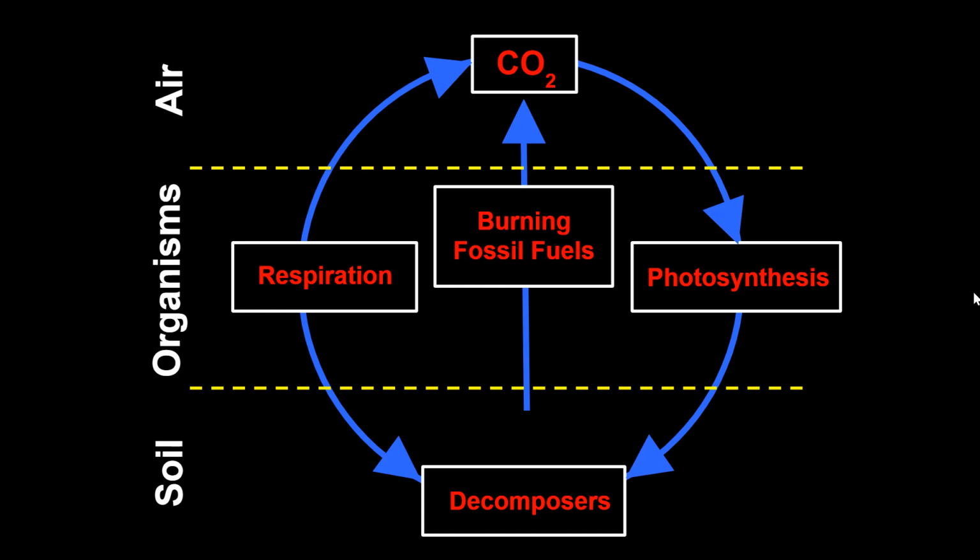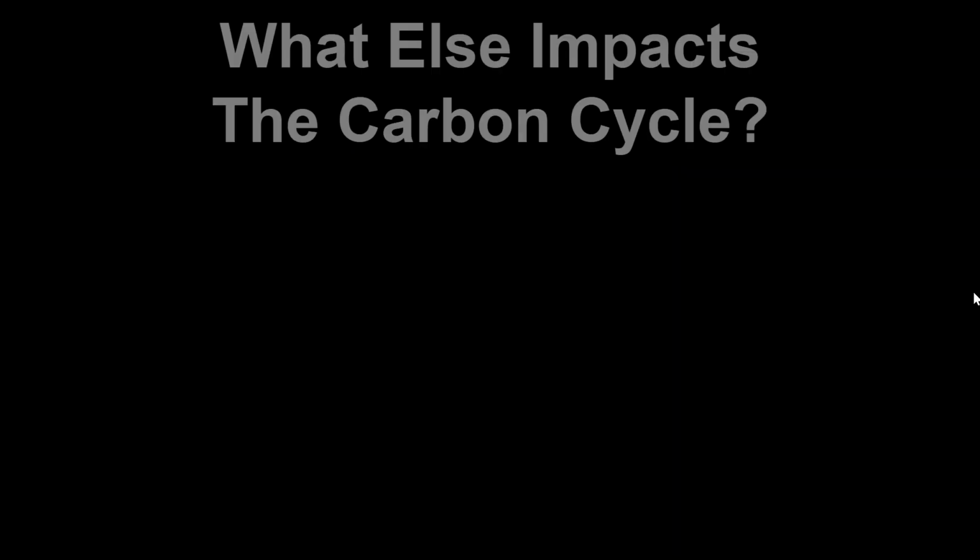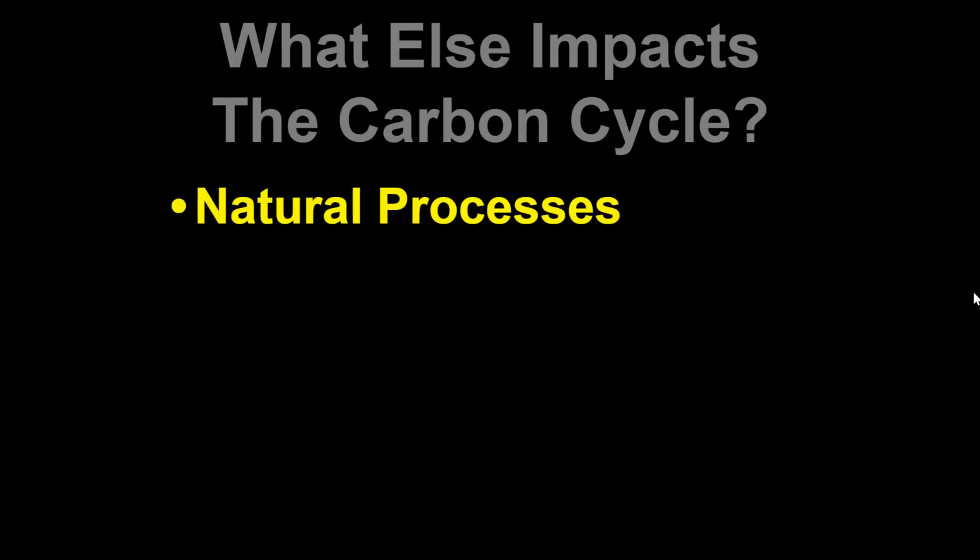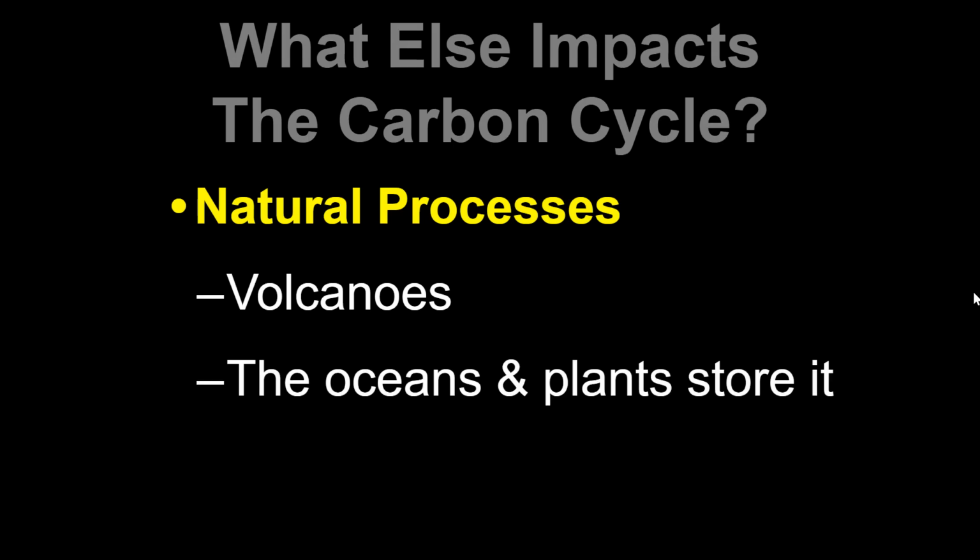So here we show burning of fossil fuels increases carbon dioxide in the air. Deforestation reduces the amount that's being pulled out by plants through photosynthesis. There are also natural processes like volcanoes that release a lot of carbon dioxide, and then the oceans and plants, as well as some rocks, can actually store a lot of carbon dioxide, and we call these being a carbon sink because there's storage for carbon.